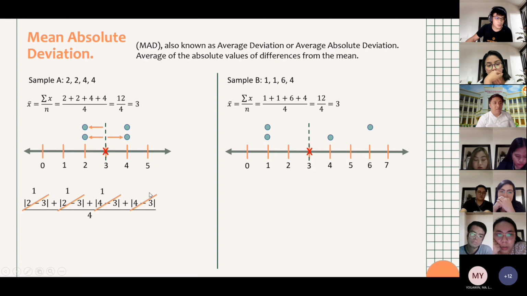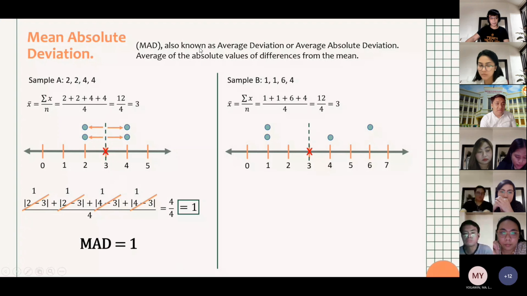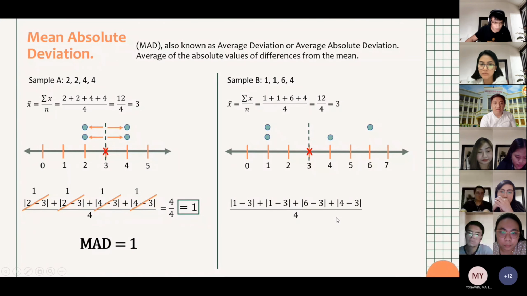And 4 minus 3 is equal to 1. So 1 plus 1 plus 1 plus 1 is equal to 4, divided by 4, the number of data. So our mean absolute deviation for this first example is 1. Okay? So now sa kabila naman, ganun din ang gagawin natin.